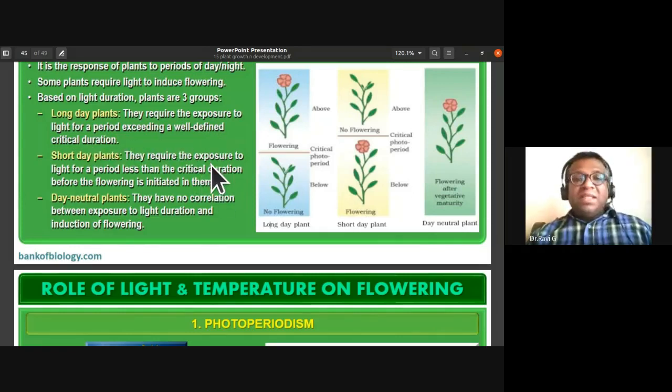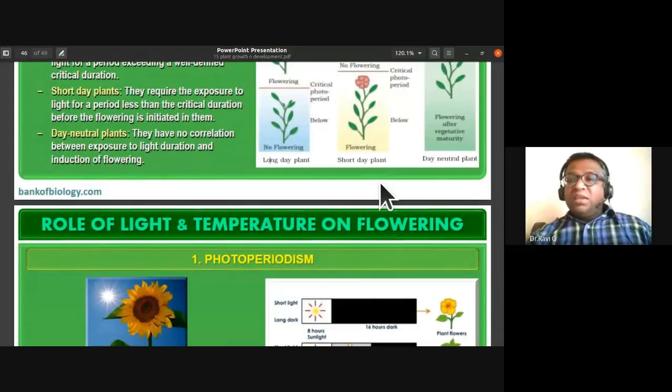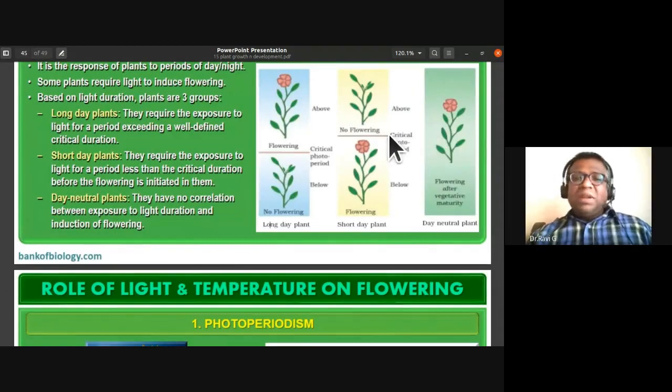Short-day plants require exposure to light for a period less than the critical duration before flowering is initiated in them. Then we have day-neutral plants. They have no correlation between exposure to light duration and induction of flowering. So the flowering is independent of the duration of light exposure.